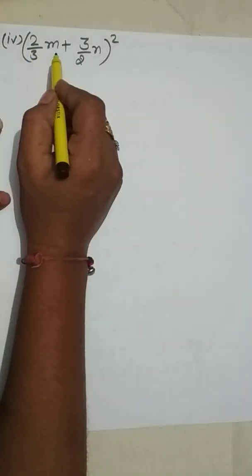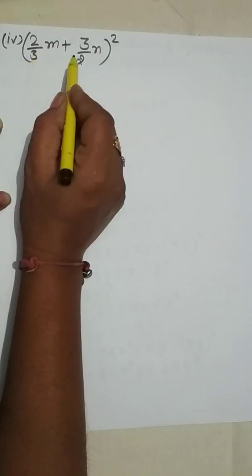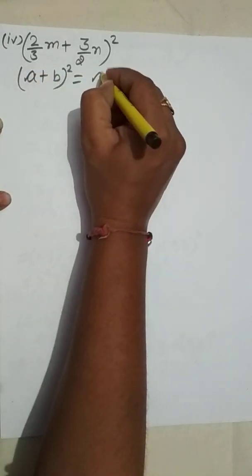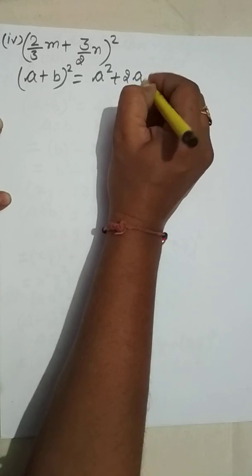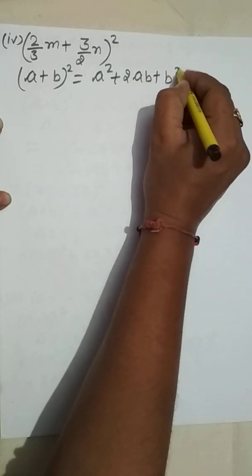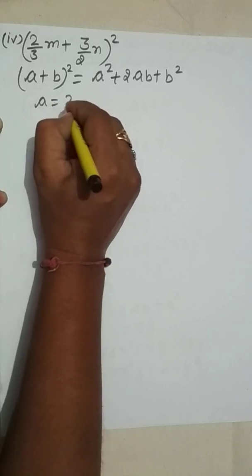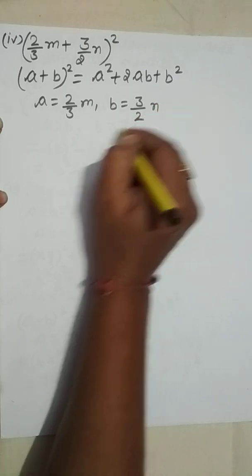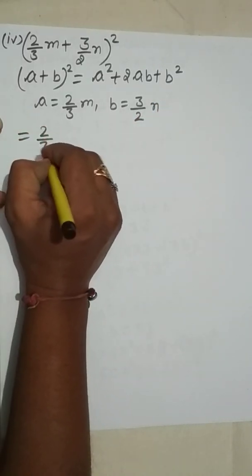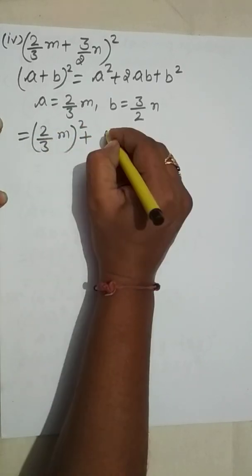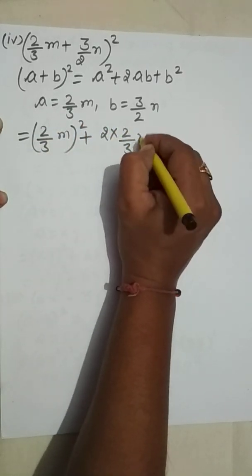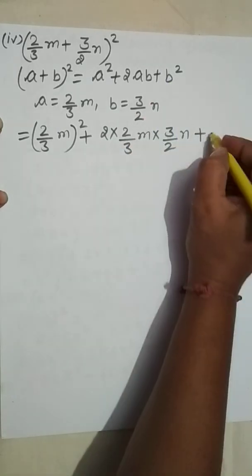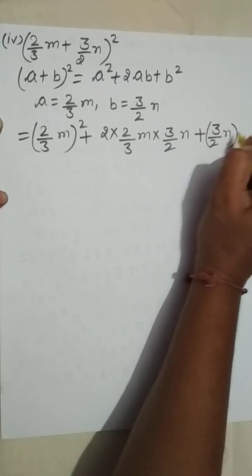Next is (2 by 3 m plus 3 by 2 n) square. This is (a plus b) whole square kind. So, we will use the identity (a plus b) whole square, which is equal to a square plus 2ab plus b square. Now, here the value of a is 2 by 3m and b is 3 by 2n. Now, substitute the values. (2 by 3m) square plus 2 multiply 2 by 3m multiply 3 by 2n plus b square, that is (3 by 2n) square.